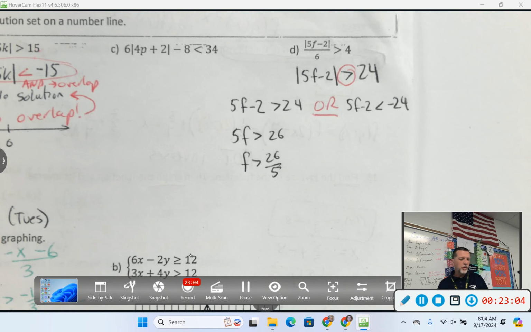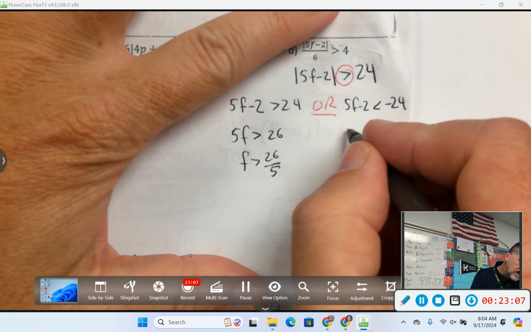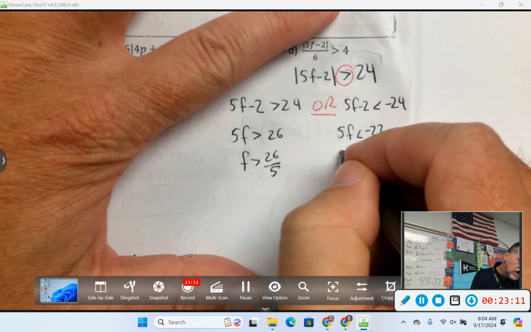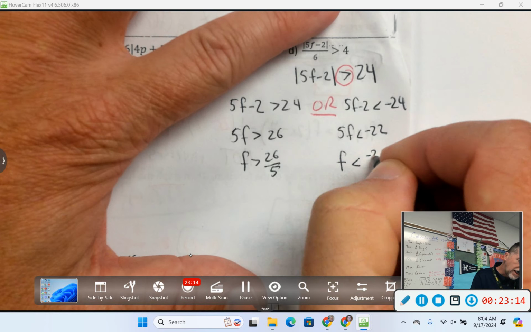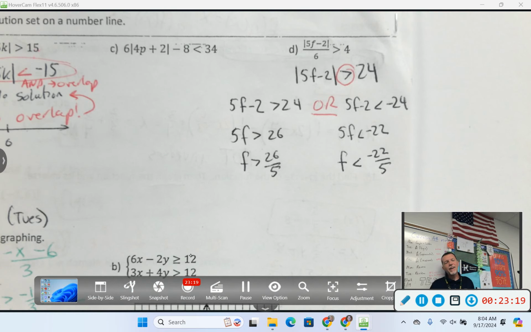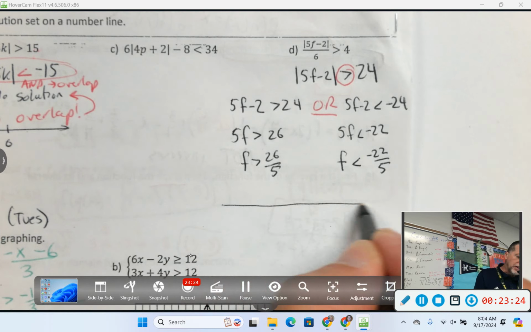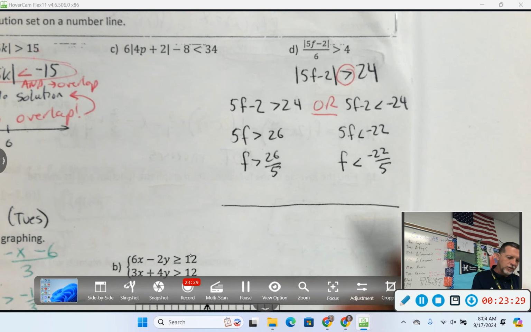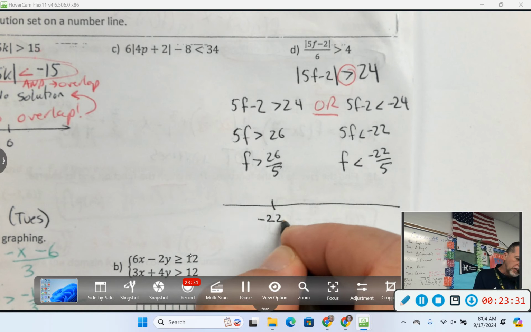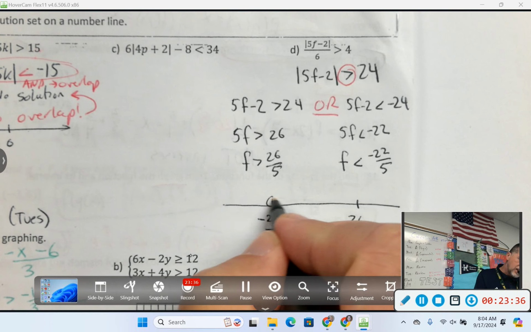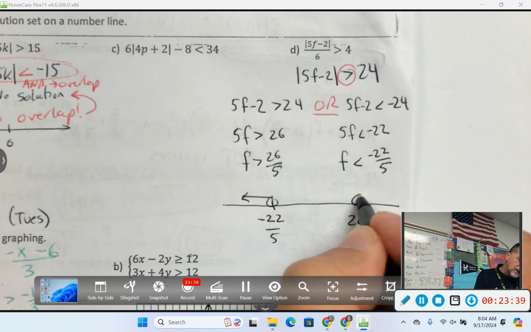Might be annoying to put on a number line, but it might not matter. 5f less than -22, so f is less than -22 over 5. So yeah, I have no problem putting those on the number line. One of them is positive, one of them is negative, so I don't really even have to worry about it being a little more than 5 and a little less than -4. The negative number goes on the left, the positive number goes on the right. Less than, greater than.